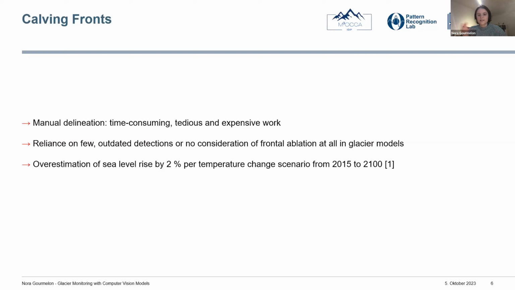So either glacier models rely on few and outdated detections, or the frontal ablation, which is the mass of ice that is lost at the calving front, is not considered at all in glacier models. And if this frontal ablation is neglected in glacier models, the sea level rise is actually overestimated by 2% per temperature change scenario from the IPCC reports from 2015 to 2100.